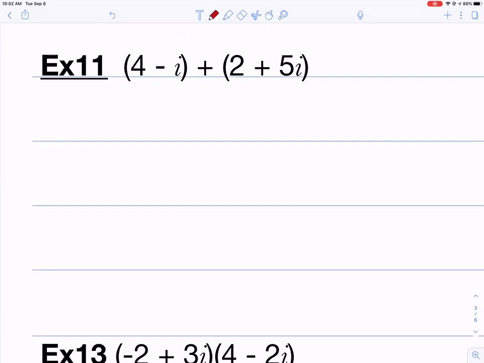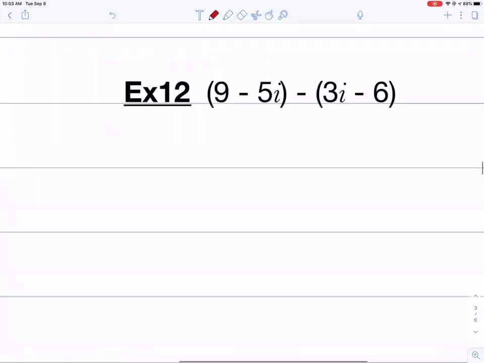When you combine the real parts, what are you combining? 4 and 2, a positive 4 plus a positive 2. Okay, what do you get? 6. And when you combine your imaginary parts, -1 plus or minus? Yeah, -1 plus, yeah. And so what is -1i plus 5i? So plus 4i. It's already in standard form, it's done. Don't combine them, they're not like terms. Okay, let's go to number 12.